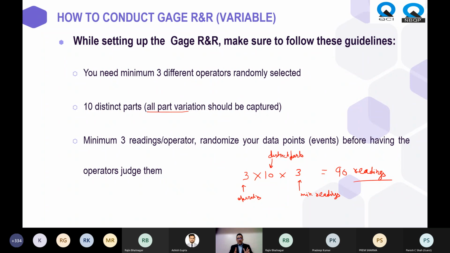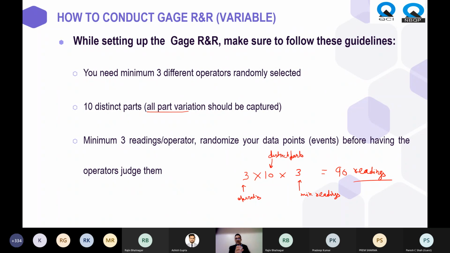So when we have to check, I'm telling you, common for both variable and attribute, because the logic remains the same. In attribute, probably we have to capture more data. Instead of 10, we need 30 data points, but the logic of capturing the data and analysis remains the same. So when we are done with these 90 readings, we ask the operator to come.